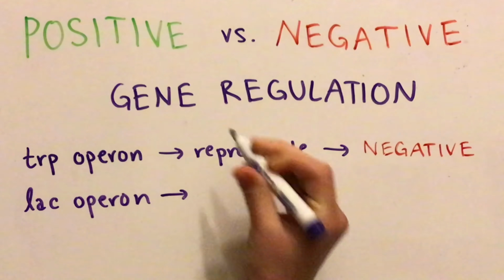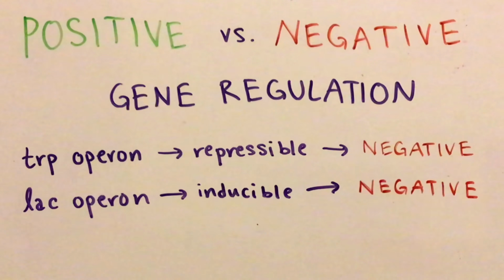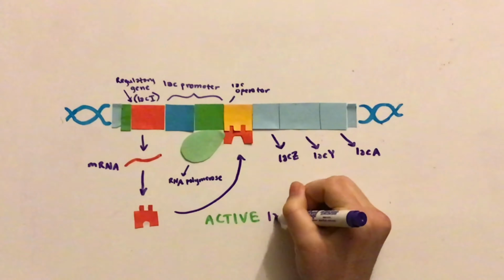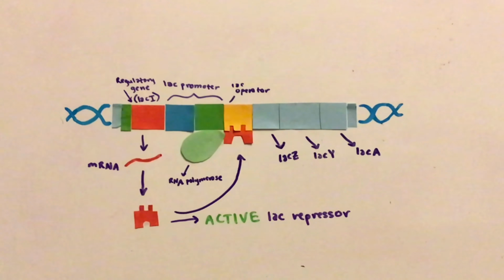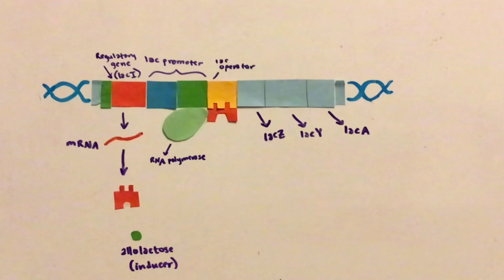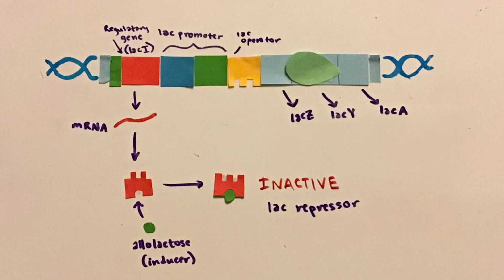In contrast, the LAC operon is said to be an inducible operon, which means that it is usually off, but can be stimulated, induced, to be on when a specific small molecule called an inducer, in this case allolactose, interacts with a different regulatory protein and inactivates the repressor. The regulation of the LAC operon is similar to that of the TRP operon, but there is one important difference.